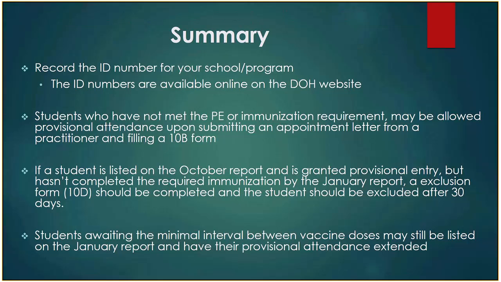If a student is listed on the October report because they did not meet the physical examination or immunization requirements and is granted provisional entry, an exclusion form, 10D, should be completed and the student should be excluded from all school activity if they have not completed the missing requirements by the January reporting period. Students awaiting the minimal interval between vaccine doses may still be listed on the January report and have their provisional attendance extended.